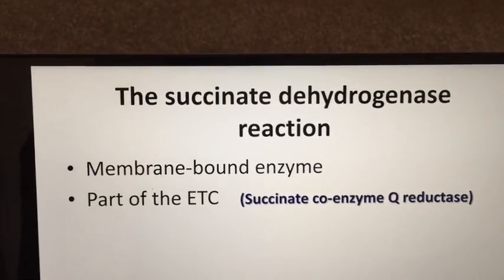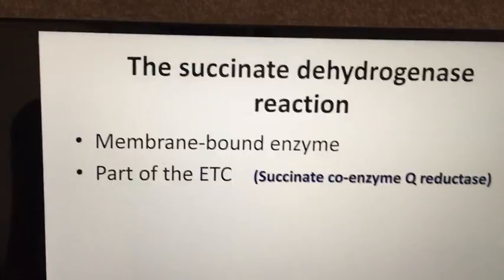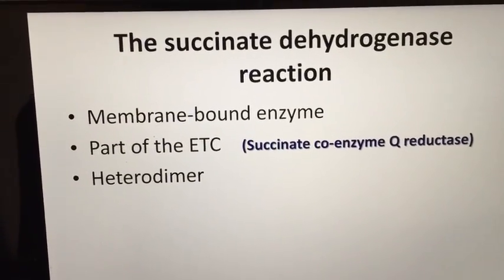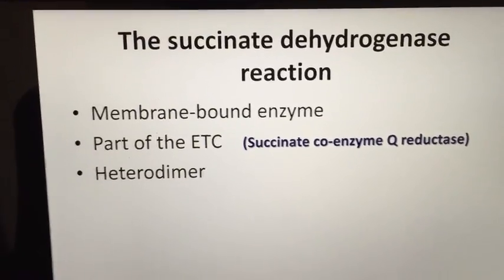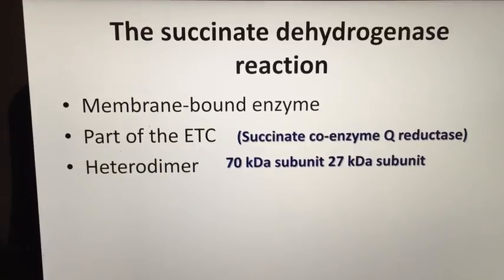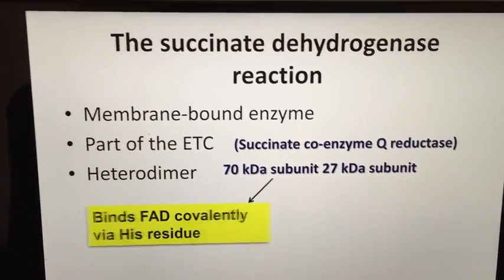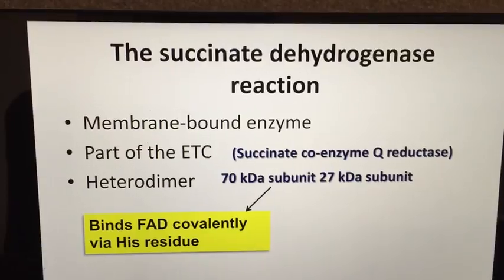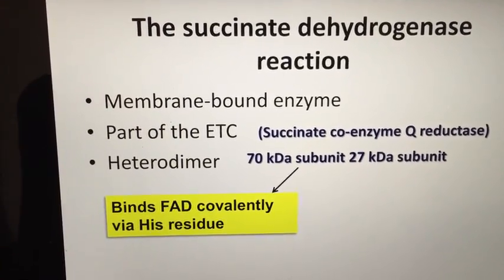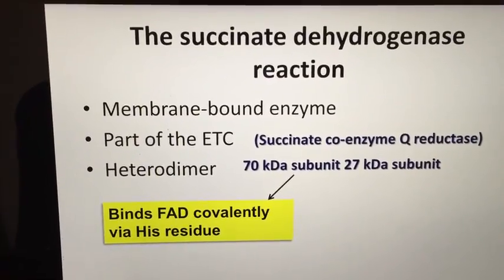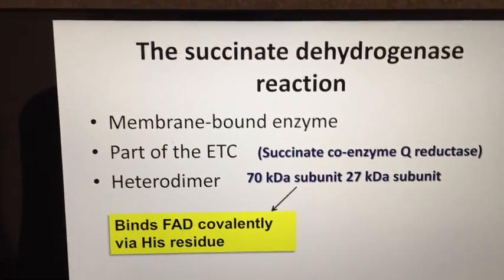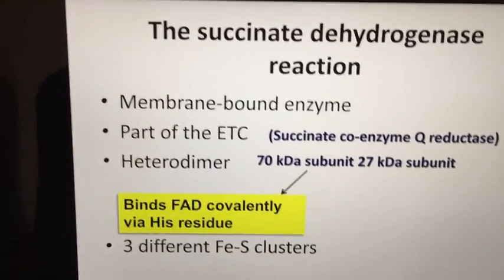So succinate dehydrogenase and succinate coenzyme Q reductase are the same enzyme. Succinate dehydrogenase participates in the citric acid cycle. Succinate coenzyme Q reductase forms part of the electron transport chain. Now, it's quite a large protein. It's a heterodimer, which means it's got 2 subunits, one 70 kilodalton and one 27 kilodalton subunit. Now, the larger subunit binds FAD covalently via a histidine residue. So, succinate dehydrogenase is covalently linked to the coenzyme FAD, flavin adenine dinucleotide.